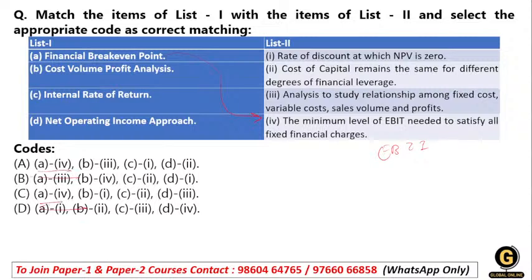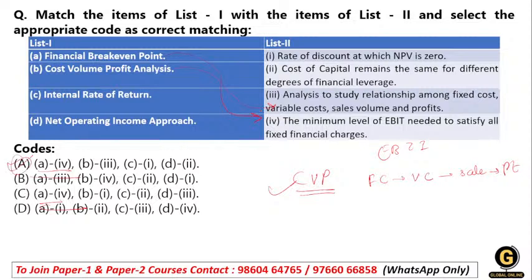So two options are going to be cancelled. Now the cost volume profit analysis. In the CVP model, we study the relationship of fixed cost and variable cost with sales volume and profit. This is what we study in cost volume profit analysis. So you can easily match with the third one. Here option number 1 will be correct.